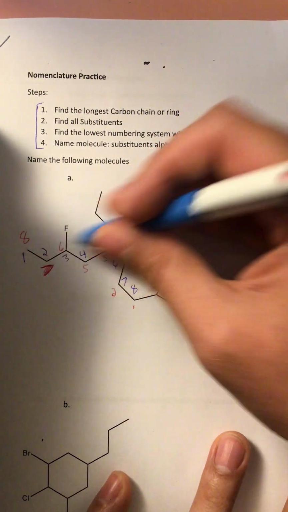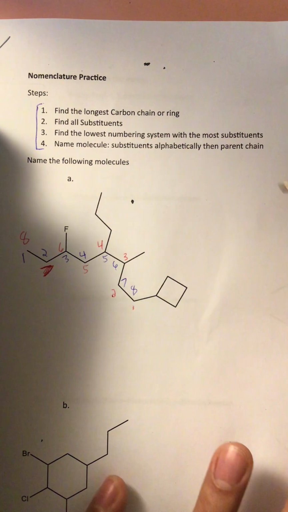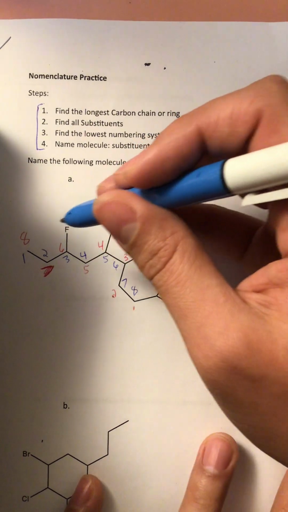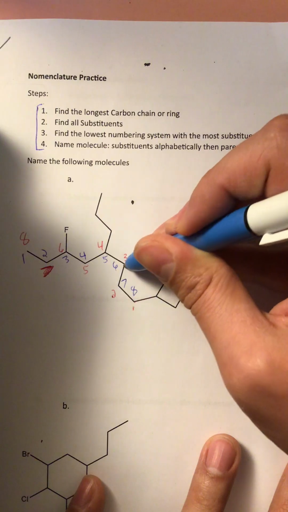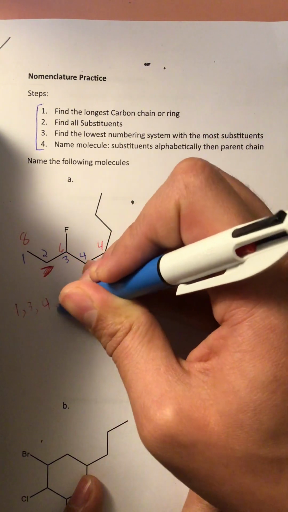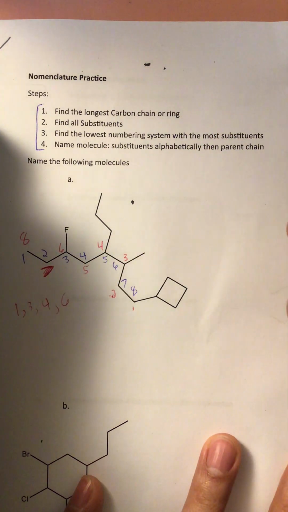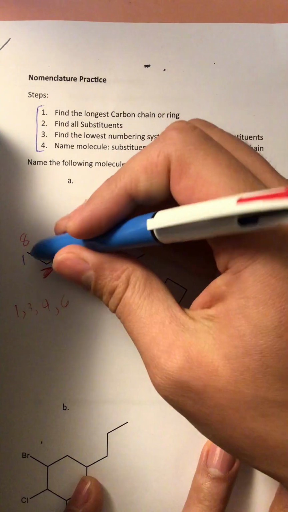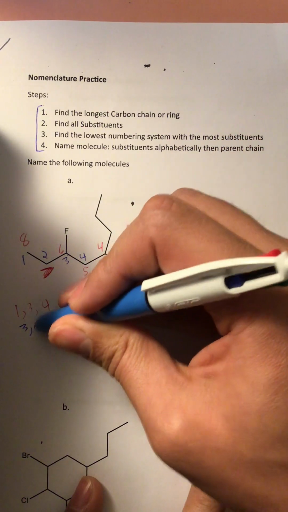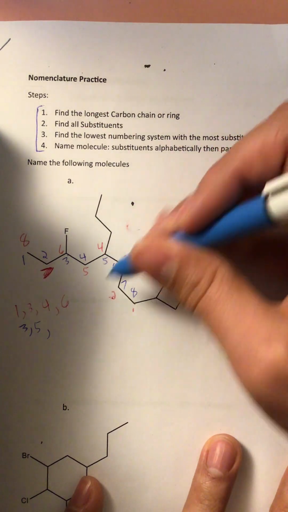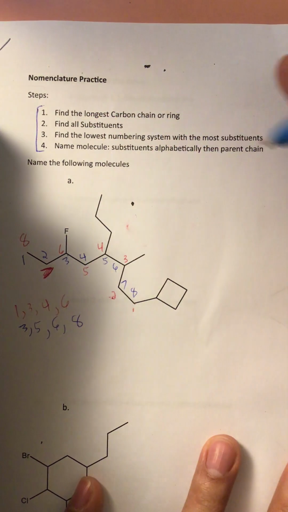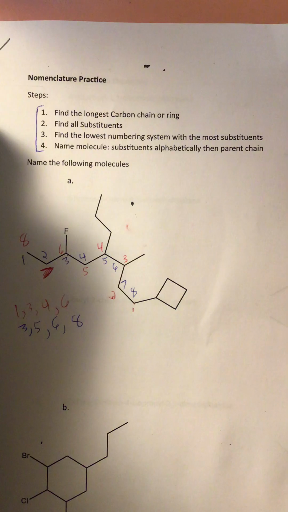Now there are 2 different ways we can number it: left to right and right to left. The way you want to do it is to look at what numbers the substituents are on. For the red ones, it's going to be 1, 3, 4, and 6. I'm getting ahead of myself. I always do this, but I'll finish this. The blue one is going to be 3, 5, 6, and 8. Sorry, this is step 3: find the lowest numbering system with the most substituents.